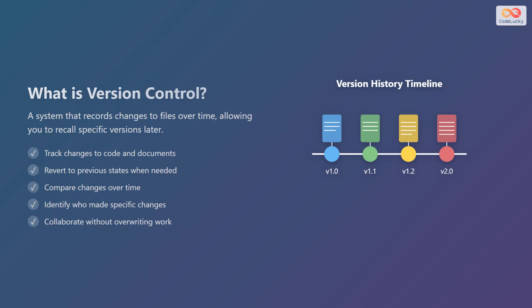You can compare changes over time to see the evolution of your project and understand how it has changed. It also helps to identify who made specific changes. This accountability is crucial for team collaboration. Lastly, version control allows you to collaborate without overwriting work. Multiple people can work on the same project simultaneously without causing conflicts.